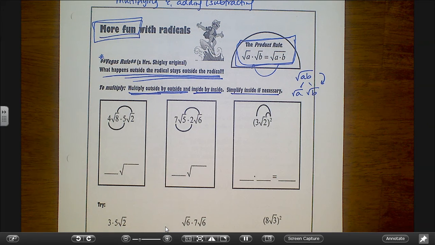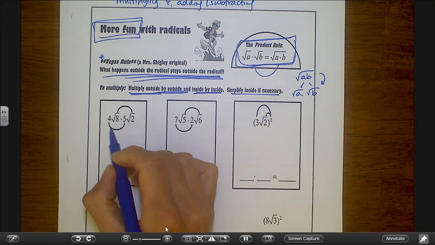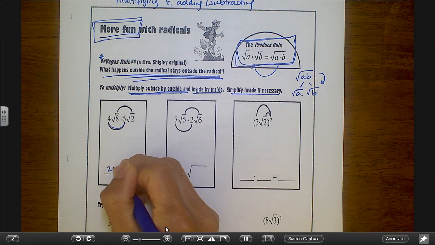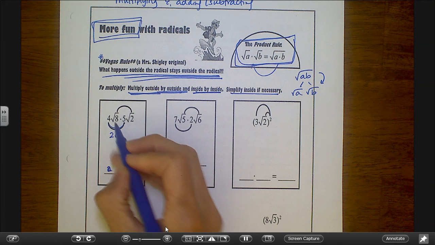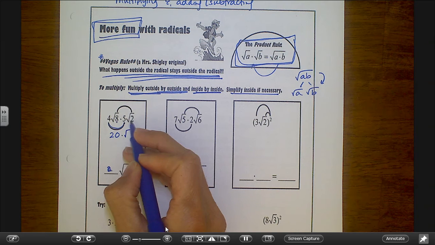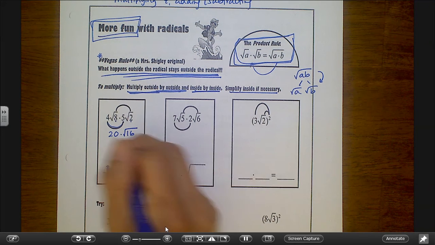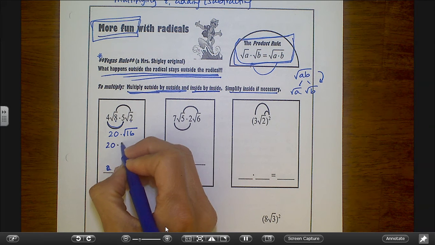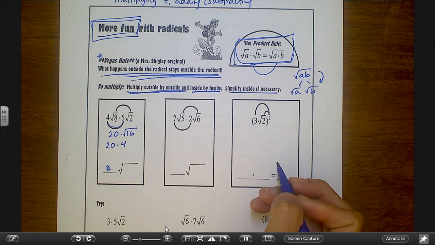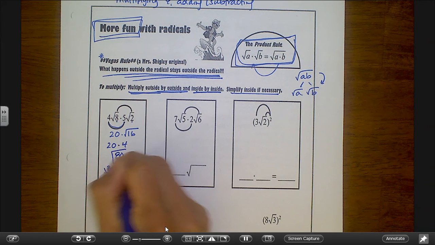and then we simplify. Okay, so we have 4 rad 8 times 5 rad 2. So you do 4 times 5 and get 20. And then you have the square root of 8 times the square root of 2. 8 times 2 is 16. Now we have to simplify if necessary. 20 stays 20. The square root of 16 is 4. So this is just 80. That's your answer.